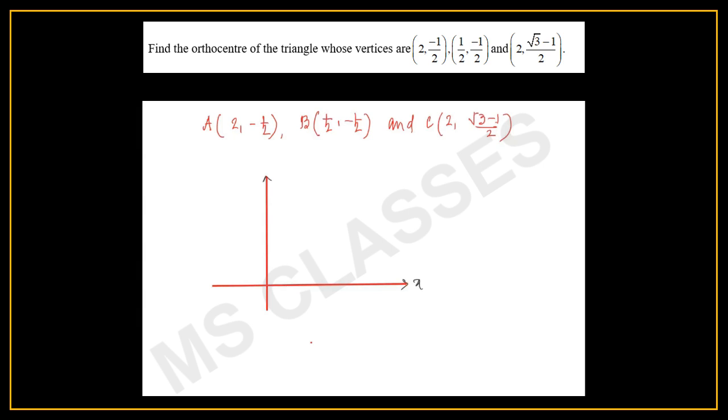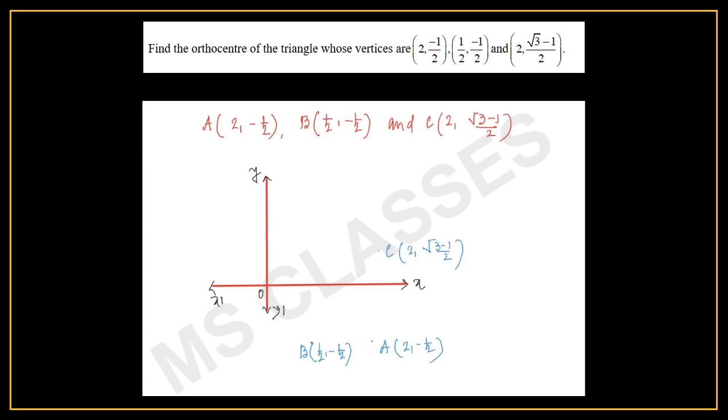This is x prime, this is y prime. So first point we have 2 comma minus, so that will be the point in the fourth quadrant. We take the point B, which is half comma minus, and we take the point C, which is 2 comma root 3 minus 1.